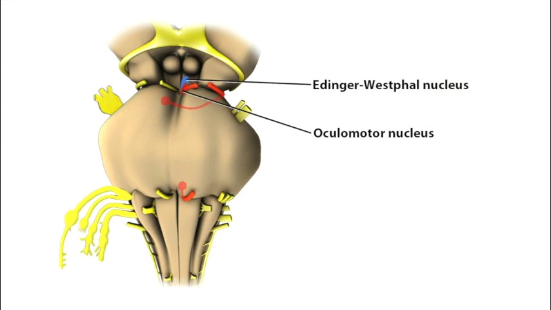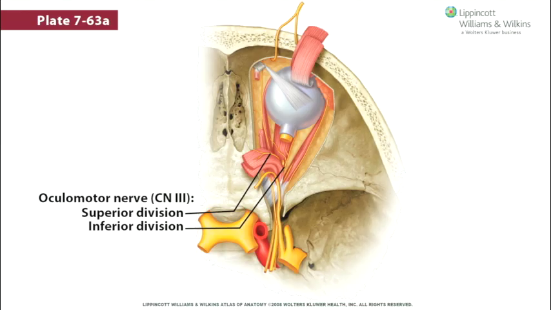the Edinger-Westphal nucleus. The oculomotor nerve runs through the lateral wall of the cavernous sinus, the dural sinus just lateral to the fossa for the hypophyseal gland in the skull. The nerve enters the orbit through the superior orbital fissure and divides into a superior and inferior division.